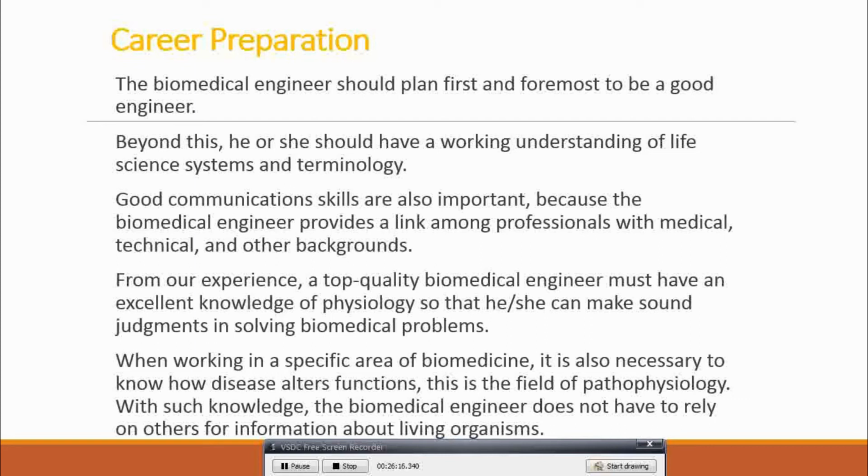From our experience, we have seen top quality biomedical engineer must have excellent knowledge of physiology. See, I told you earlier. So, like in our course, we also have introduced our graduates to physiology subject, and also physiological signal measurement and system. So these two subjects are really important, so that you can make a sound judgment in solving biomedical problems.